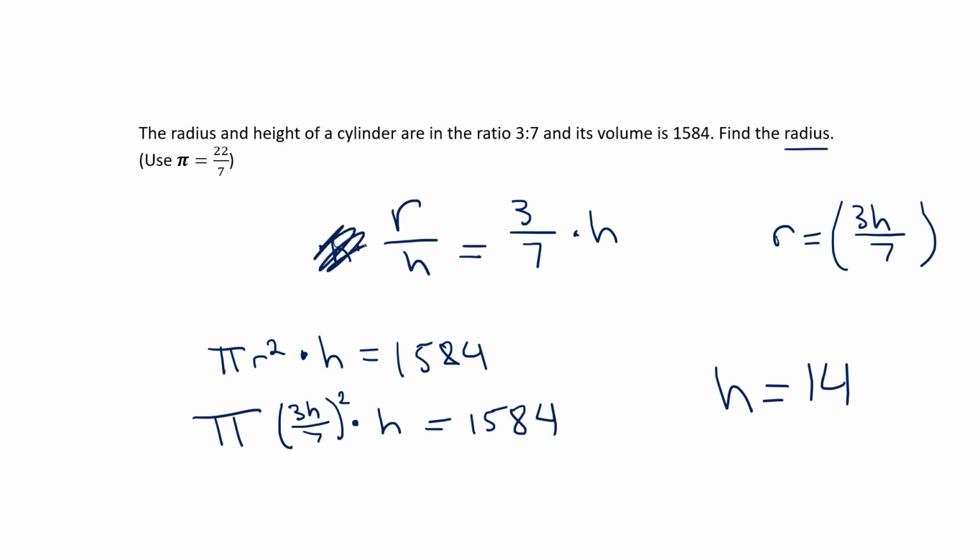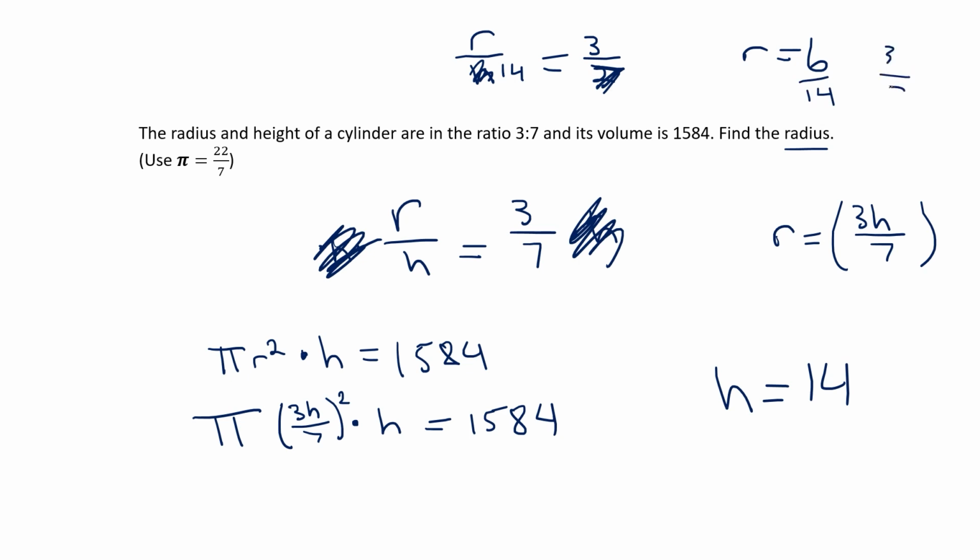So with that, let me scratch this out, our original equation, we can get r over h. We can replace this with 14. So r over 14 equals 3 over 7. Oh my goodness. I'm tired, y'all. That's a 7. And then you can see here, 14 is 2 times 7, so r needs to be 2 times 3. r equals 6. 6 over 14 reduces to 3 over 7. Hope that makes sense. That's all I have for y'all.